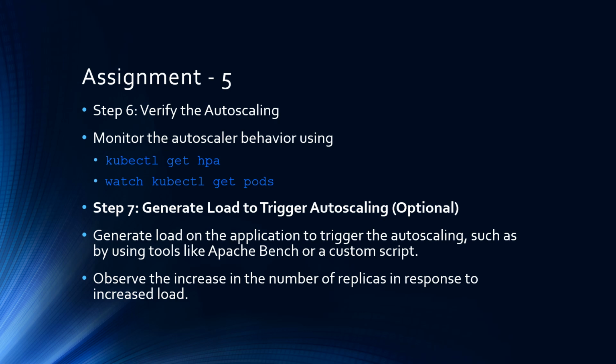The watch kubectl get pods command is particularly useful during scaling events. It provides real-time visibility into pod creation and termination. I recommend running this in a separate terminal window while you're generating load. Speaking of load generation, while it's marked as optional, I strongly encourage you to practice this part. Understanding how your application behaves under load is crucial for production readiness. Tools like Apache Bench, ab, or hey are excellent for this purpose. However, remember that synthetic load testing might not perfectly mirror your production patterns.